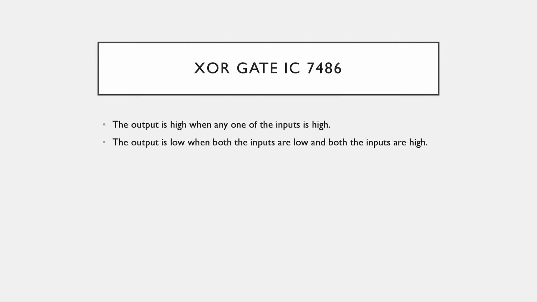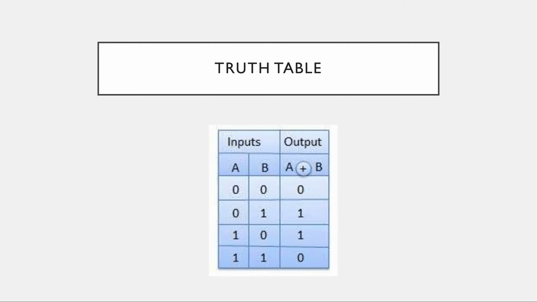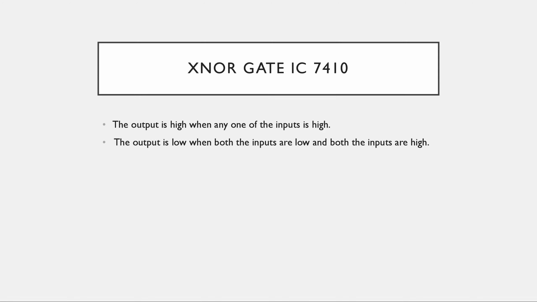Exclusive OR gate. The output is high when any one of the inputs is high. The output is low when both the inputs are low and when both the inputs are high. It shows that when the inputs have different values, the output is 1. If the values of the inputs are the same, then the output will be 0.